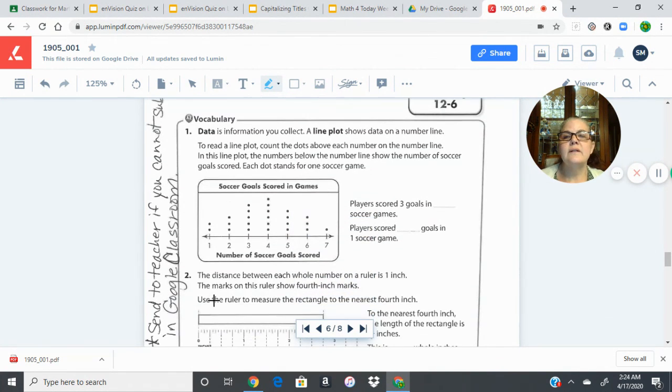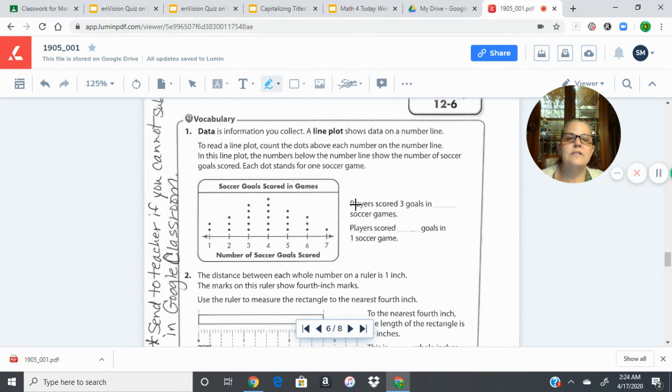All right, and our last test, this is using our line plots. Data is information you collect. A line plot shows data on a number line. To read a line plot, count the dots above each number on the number line. In this line plot, the numbers below the number line show the number of soccer goals scored. Each dot stands for one soccer game.